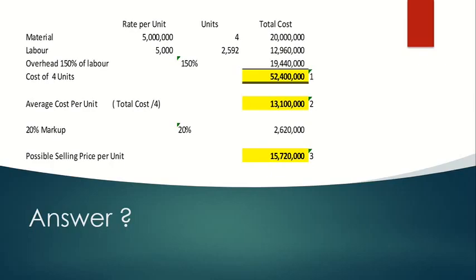Now you can see the answer here. This will be your final answer. So previously the first boat we sold for 18 million. If we are producing 4 boats, we can sell one boat for 15.72 million, which is lower than our previous price. Which means if we are producing more boats, we can get this cost advantage. As a result, we can sell these boats in the market for a lower price. As a result, we can get a competitive advantage in the market. So this is the importance of learning curve theory.